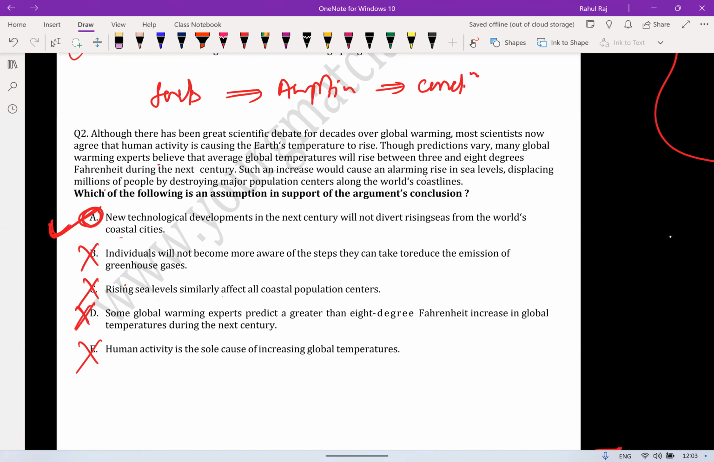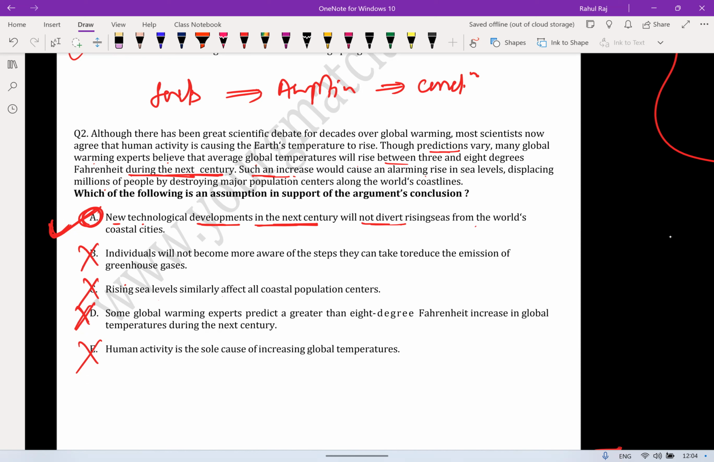So see here, though predictions vary, many global warming experts believe that average global temperature will rise between 3 to 8 degrees Fahrenheit during the next century. Now, new developments or new technological developments in the next century will not divert rising sea from the world coastal city. And therefore, such an increase would cause alarming rise in the sea level, displacing millions of people. Now, if you want to match word by word, it can be matched word by word. And therefore, such an increase would cause alarming rise in the sea level, displacing millions of people by destroying major population center. Am I making 100% sense? Yes or no?